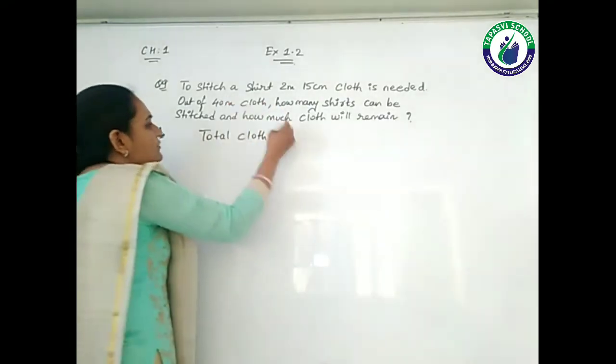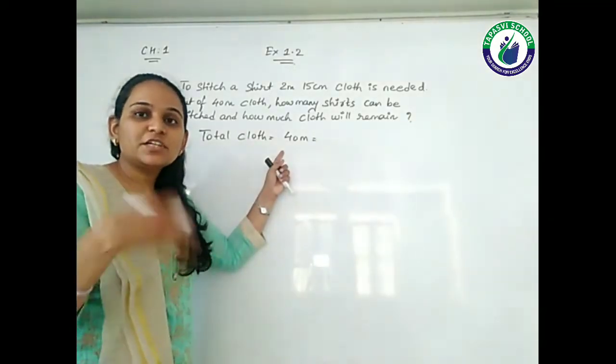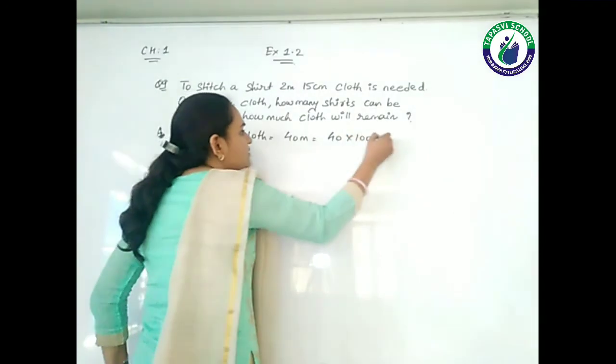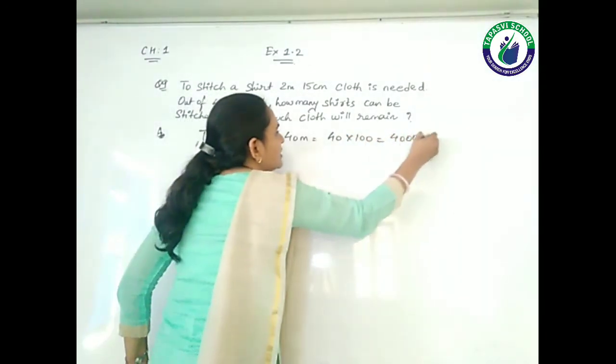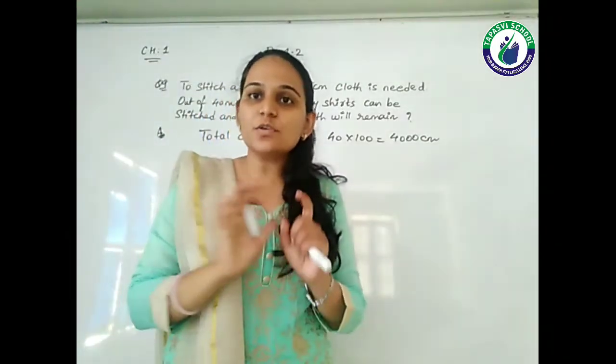Total cloth is 40 meter. Now I am going to convert this 40 meter into centimeter. So 40 multiplied by 100, so it's 4000 centimeter. That means total cloth with us is 4000 centimeter.